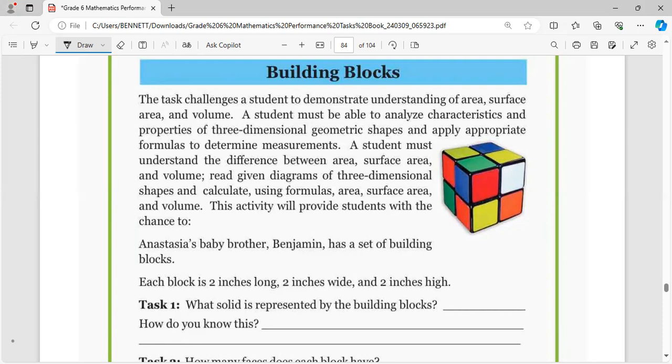The task challenges a student to demonstrate understanding of area, surface area, and volume. A student must be able to analyze characteristics and properties of three-dimensional geometric shapes and apply appropriate formulas to determine measurements. A student must understand the difference between area, surface area, and volume. Read given diagrams of three-dimensional shapes and calculate using formulas, area, surface area, and volume. This activity will provide students with the chance to.